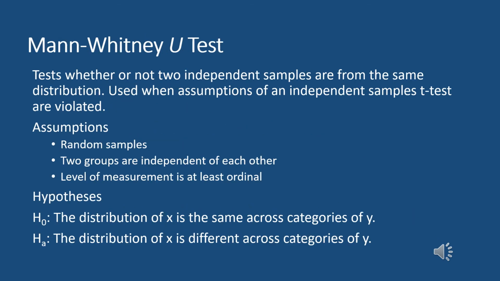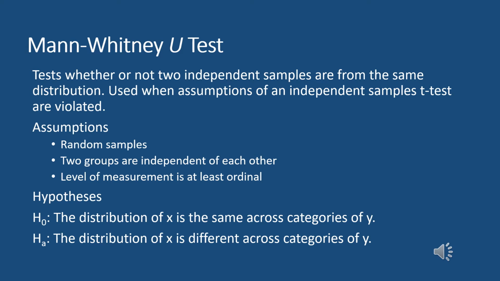The Mann-Whitney U test is the one that you will use when the assumptions are not met for an independent samples t-test. In other words, it's the non-parametric equivalent of the independent samples t-test, but it's weaker. The assumptions are that you'll have a random sample, that there is independence, two groups are independent of each other, and the level of measurement is at least ordinal.